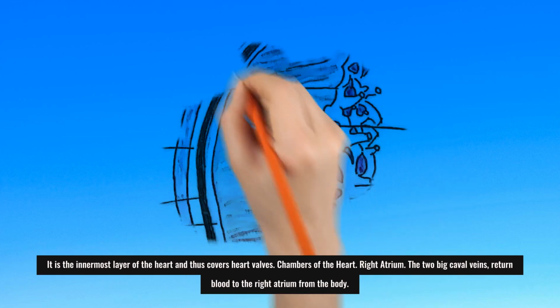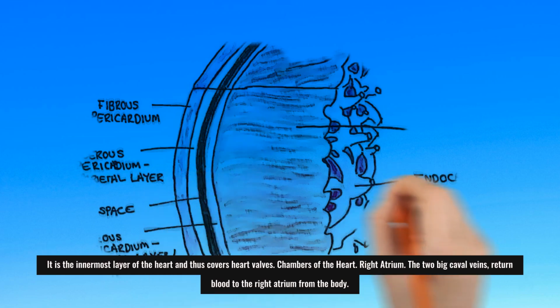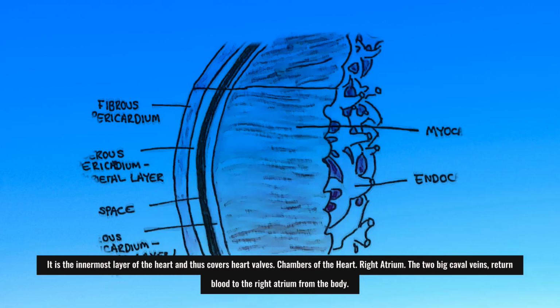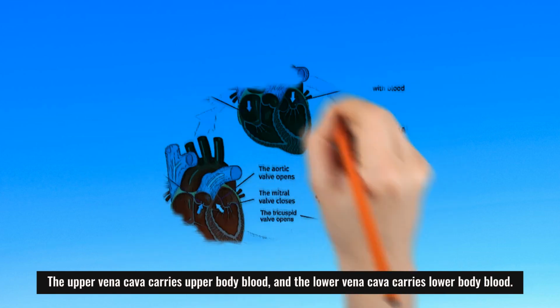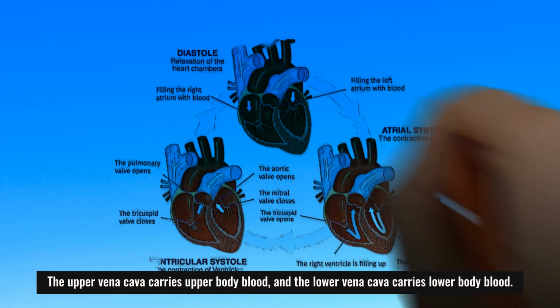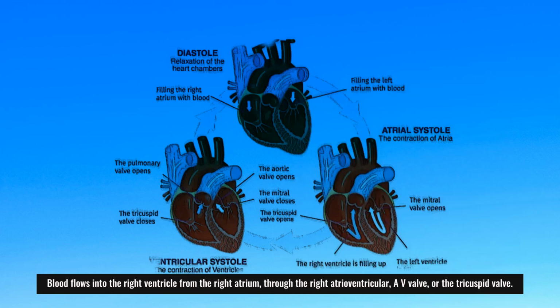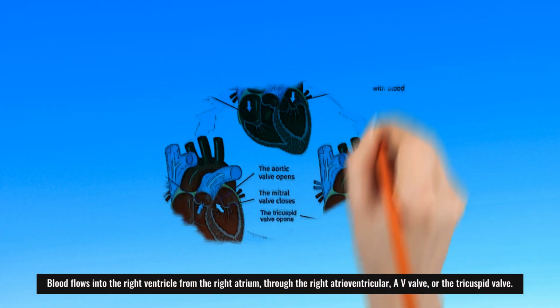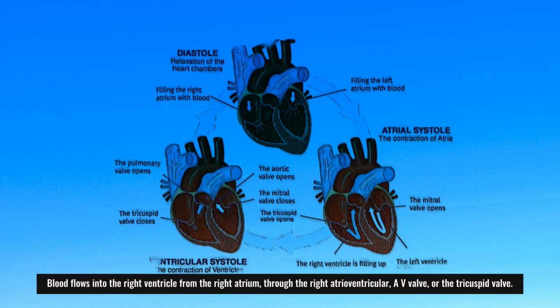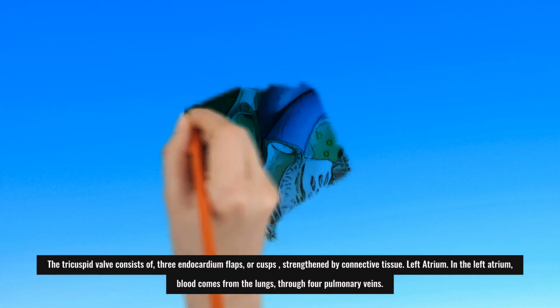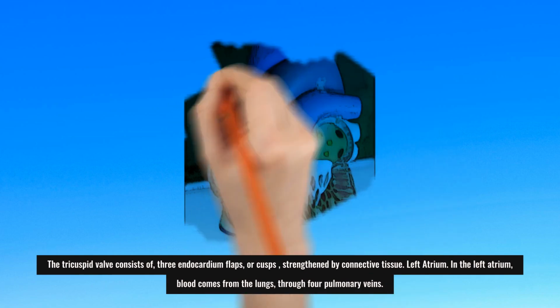Chambers of the heart. Right atrium. The two big caval veins return blood to the right atrium from the body. The upper vena cava carries upper body blood, and the lower vena cava carries lower body blood. Blood flows into the right ventricle from the right atrium, through the right atrioventricular AV valve, or the tricuspid valve. The tricuspid valve consists of 3 endocardium flaps, or cusps, strengthened by connective tissue.